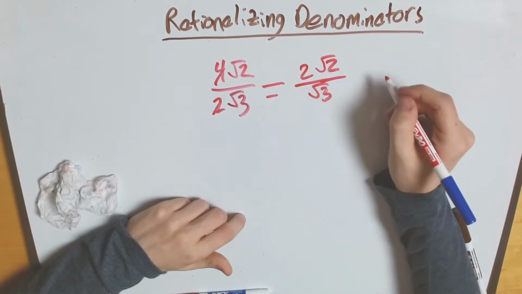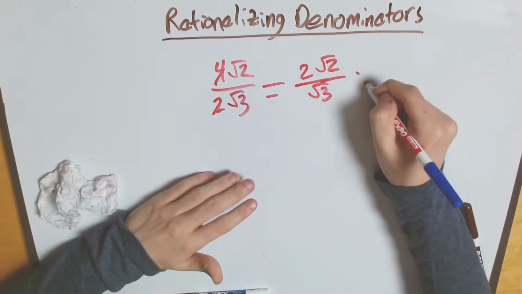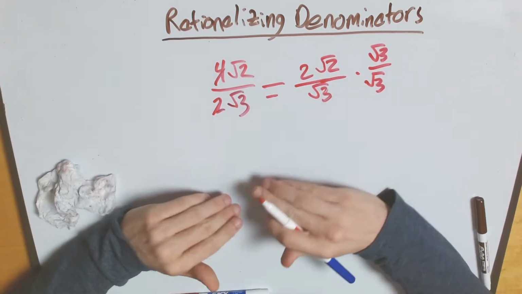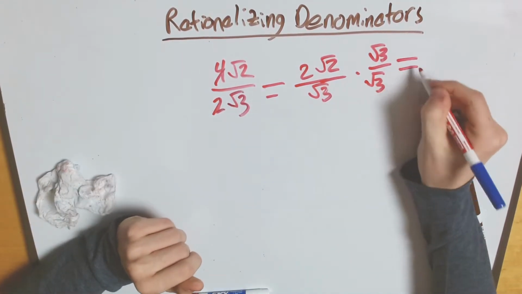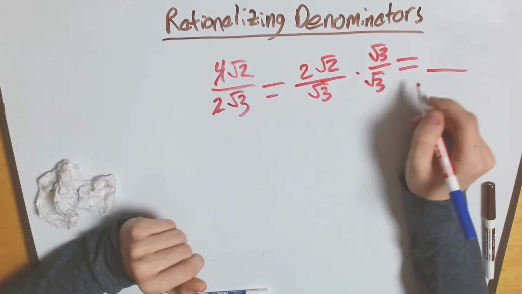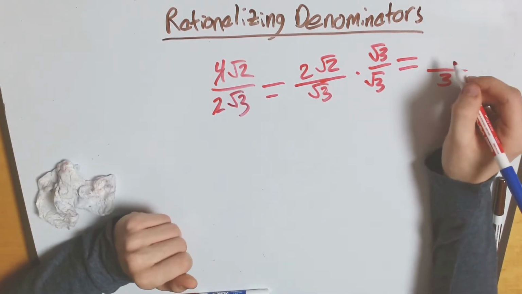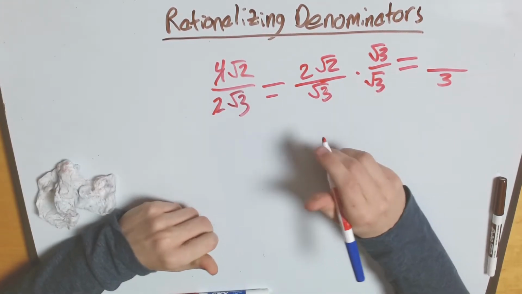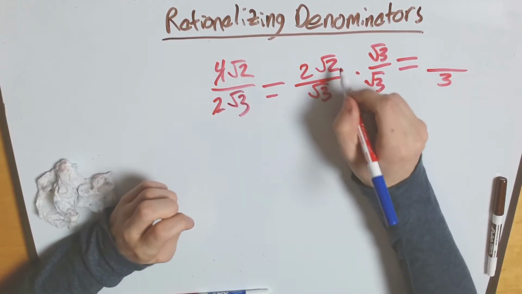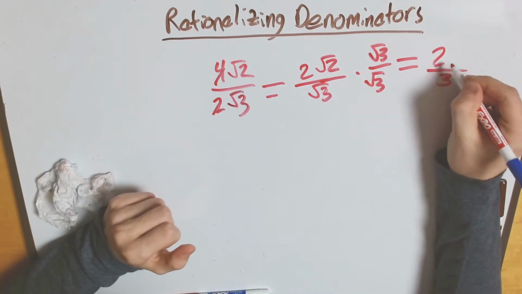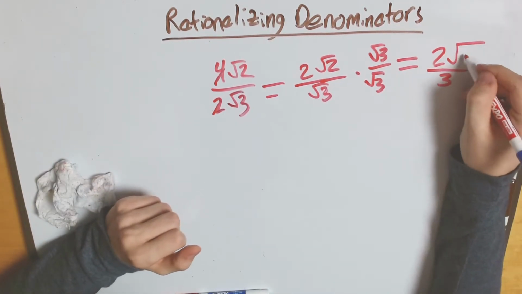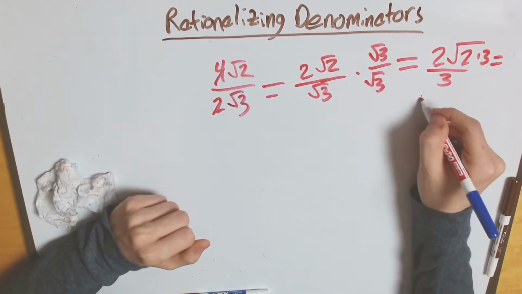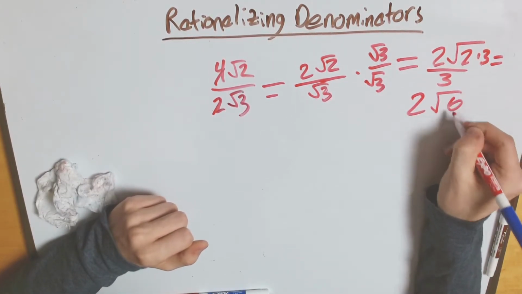We need to get rid of this. So we're going to multiply by root 3. Of course, it's going to be root 3 over root 3 because we want to multiply by 1 so we don't change the value. Right? On the denominator, that cancels out and we're left with 3. The numerator, though, that's 2 root 2 times root 3. And remember, when we're multiplying square roots, we multiply these square roots together inside the square root. So we actually have 2 root 2 times 3, or I'm going to write down here, 2 root 6 over 3, right?